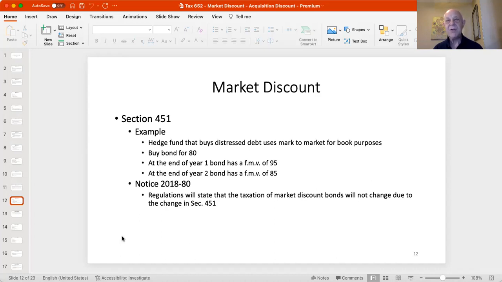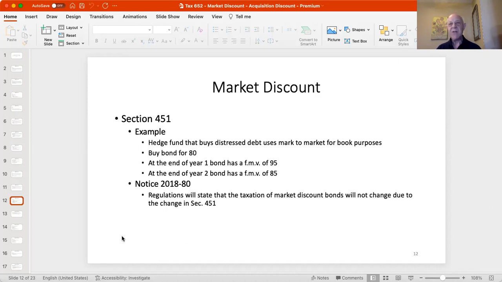And then in year 2, it goes back and has a problem again. So now its credit has gone down and the market value of the bond goes down to 85. So now you would think you have a $10 loss, but 451 only applies to income. You can't accelerate losses for tax purposes. And so a lot of hedge funds, a lot of mutual funds were getting very upset about this rule.